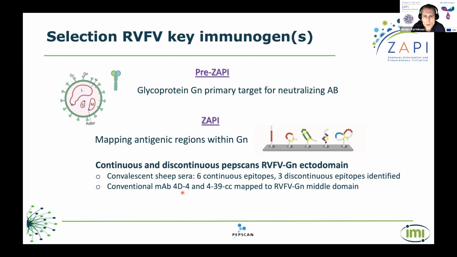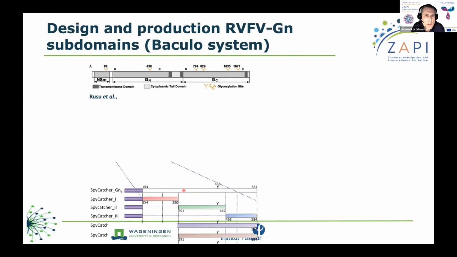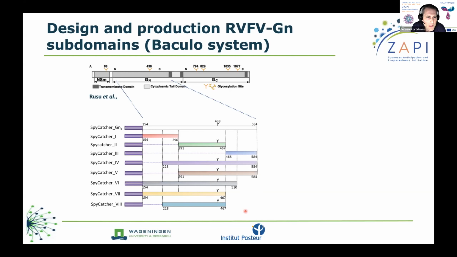And we also used well-described classical antibodies with high neutralizing capability to validate our approach. So this picture shows the schematic overview of the polyprotein that's produced from the M genome segment, and here you can see the GN and GC proteins, and these are post-translationally modified and cleaved into the individual proteins.